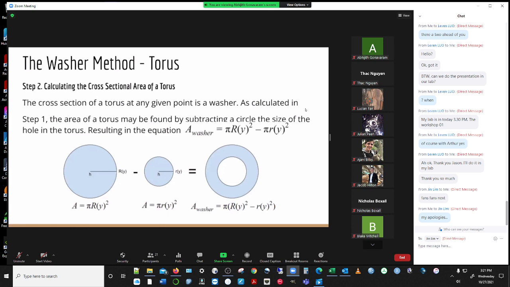The second step is calculating the area of the washer using the inner and outer radius. This can be done through the subtraction of a circle with the inner radius from a larger circle with the outer radius.